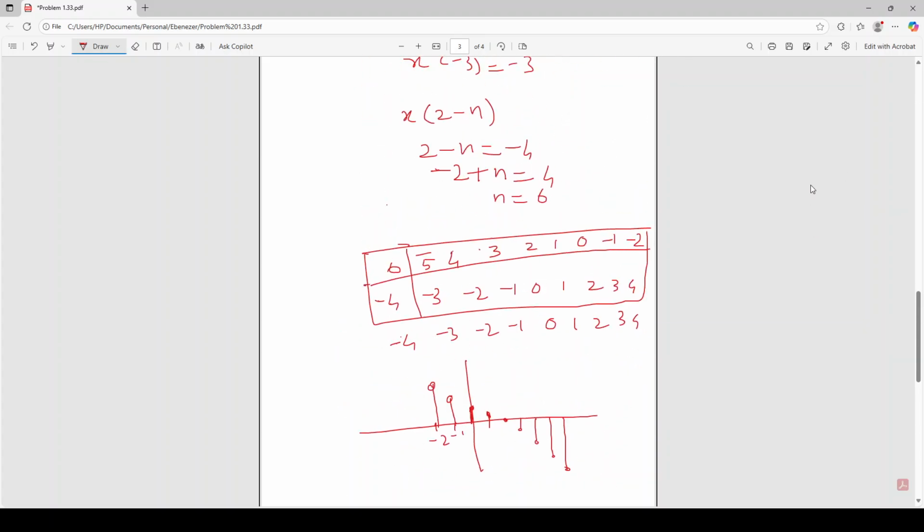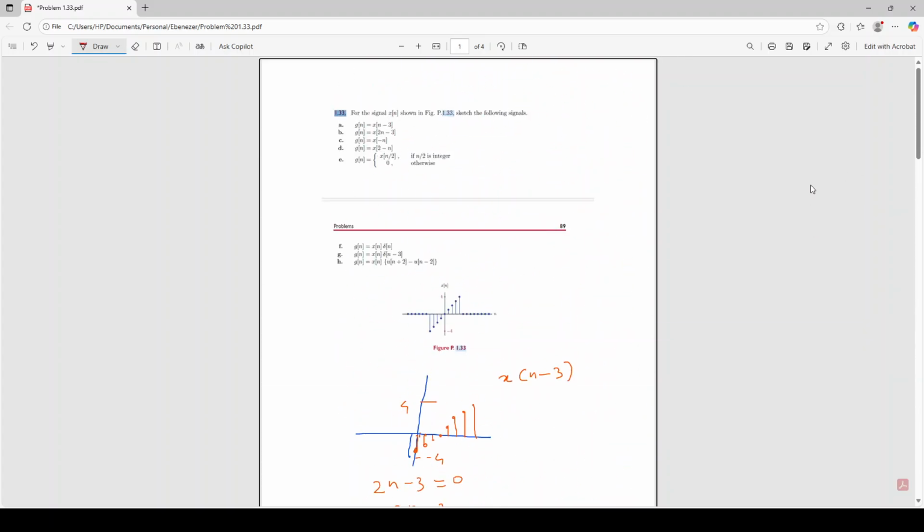Next, x[n] multiplied by δ[n]. So δ[n] has value only at n equals 0. So it is very simple. x[n] is also 0 at 0. So if you multiply both, you will get only a value at 0. So it's actually nothing, 0.